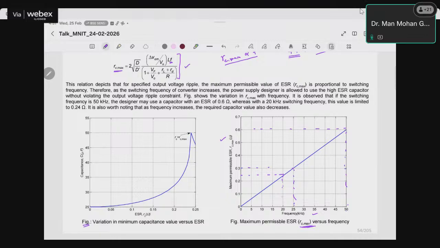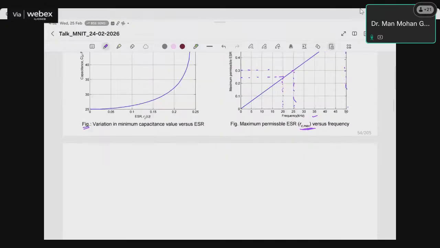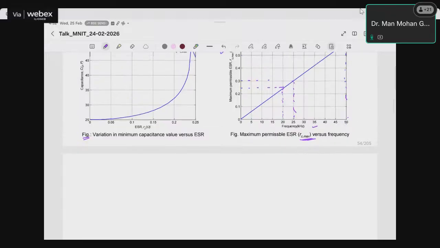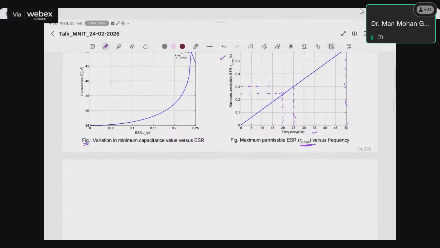It is also worth noting that as frequency increases, the required value of capacitance decreases. Obviously, as we have already discussed, as frequency increases the value of capacitance gets decreased. So we can see how important this analysis is and how to select a proper capacitor. There are multiple papers where they discuss the impact of this ESR on output voltage.